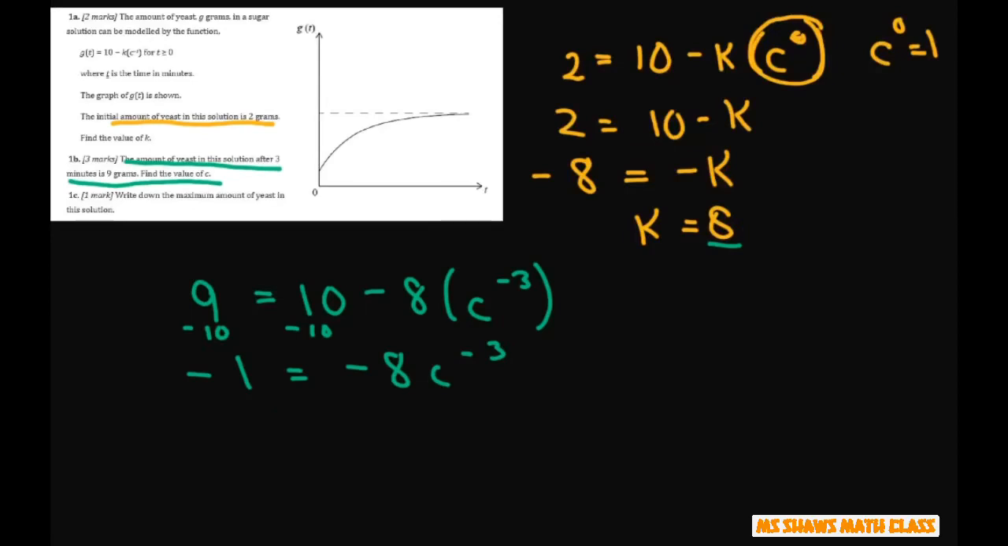If you divide both sides by negative 8, you get 1/8 equals c to the negative 3. Now, you can write this as 1/8 equals 1 over c cubed, like that. So if you cube root both sides, you get c equals 2, because 2 cubed equals 8. So that would be for that part. All right.